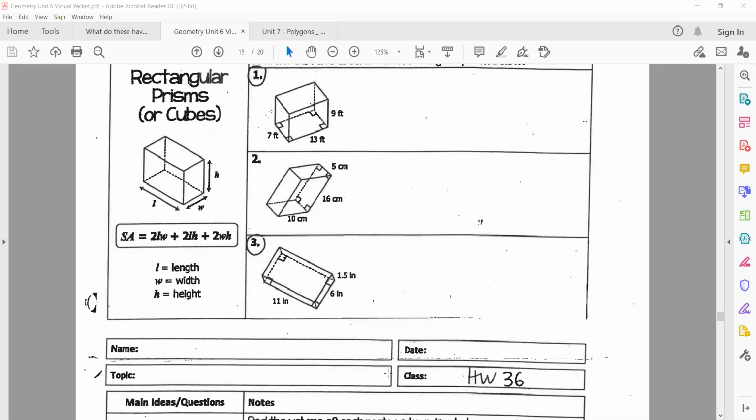Surface area formula right here. Surface area would be like taking this box, wrapping it completely with nothing extra left over. That's what it means to talk about a prism. This is a box. So 2 times the length times the width, 2 times the length times the height, and 2 times the width times the height. Gotta do those calculations and add those together. We're doing the second problem there right now.